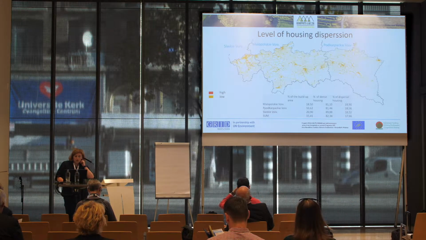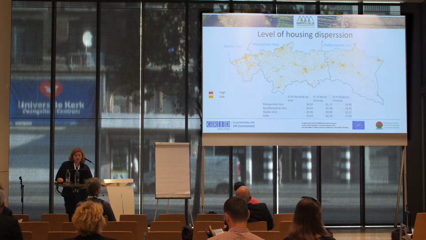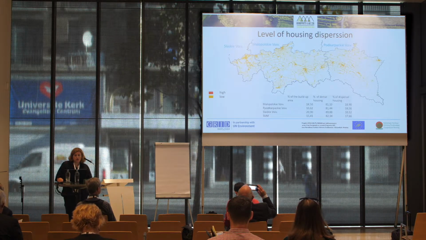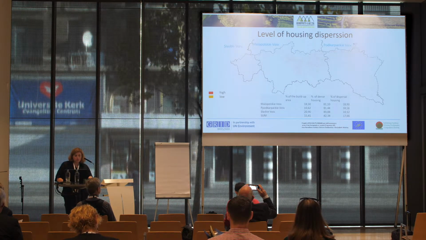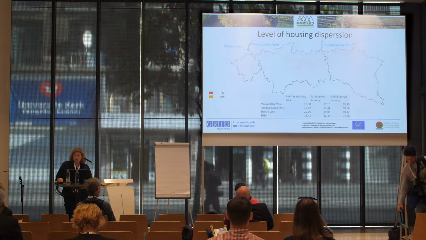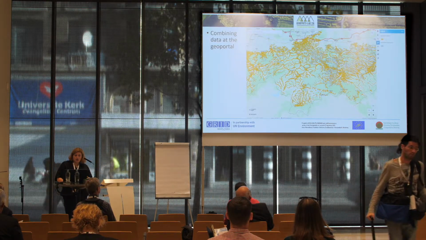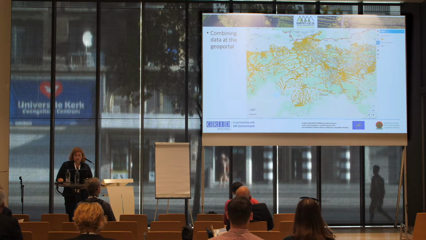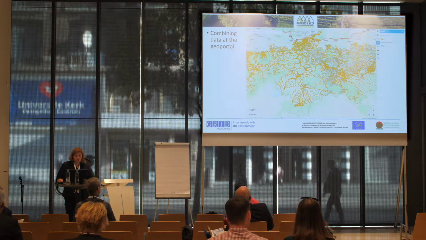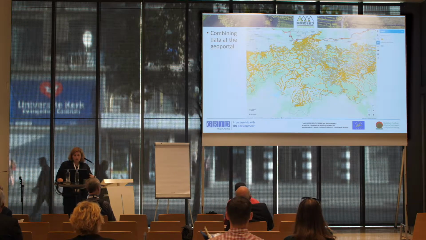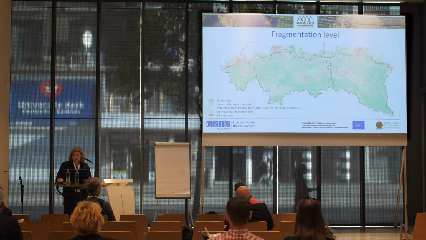The level of housing dispersion is quite an important database that shows how the dispersion of built-up areas is affecting ecological connectivity in the Carpathians. It is the main core impact for nature protection areas. And we are combining this data also on a geoportal.